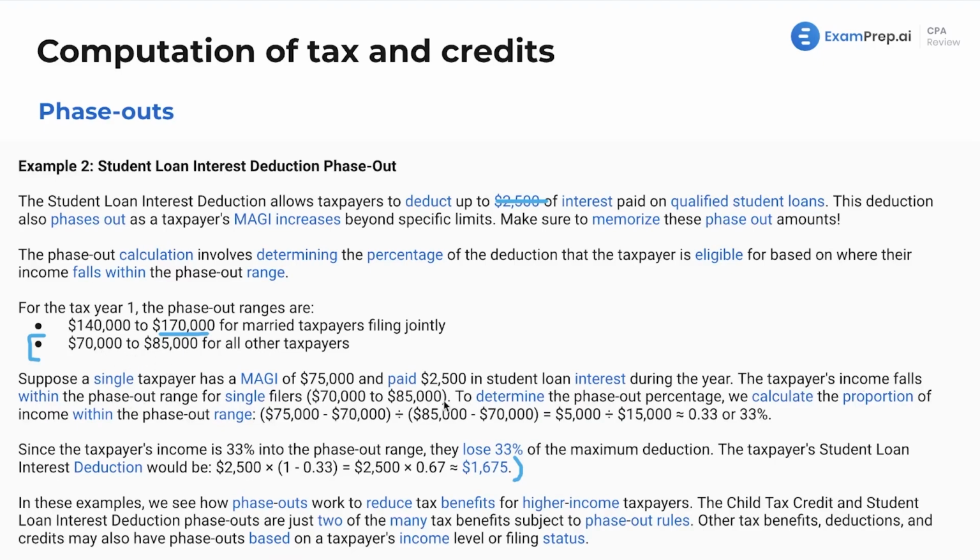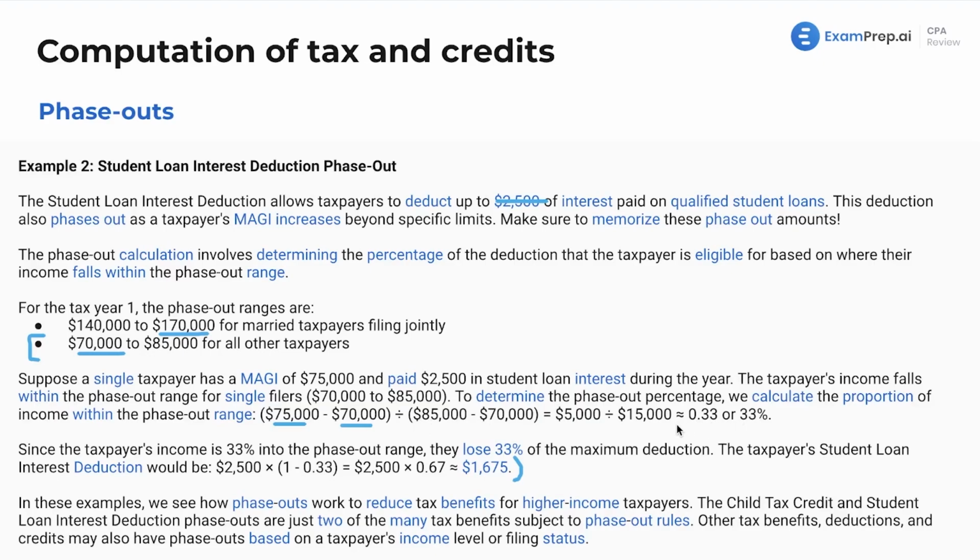The taxpayer's income falls within the phase out range, so we've got $75,000. You see that's in between there. Now, to determine what the phase out percentage is going to be, we're going to get a proportion of the income within the phase out range. Generally, how this works is you take the amount over the lower limit. So we have 75 minus 70, what we actually have in income minus the 70, which is our lower amount. So $5,000 here, divided by the total difference between the lower amount and the greater amount. So 5,000 divided by 15,000, and that gets you roughly 33%.